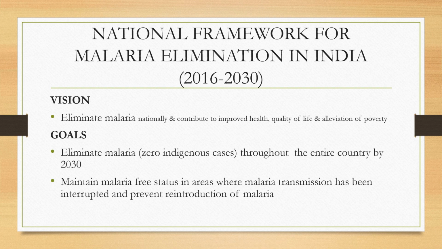Now, what is the goal of this vision? So the goals are we want zero indigenous cases in the entire country by 2030. See, zero indigenous case means cases can be imported, but no locally available cases or no local transmission of cases. Next is we want to maintain the malaria-free status in the areas where malaria transmission has been interrupted, and we want to prevent reintroduction of malaria.